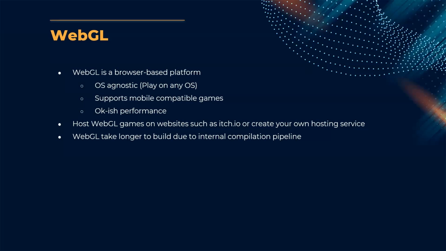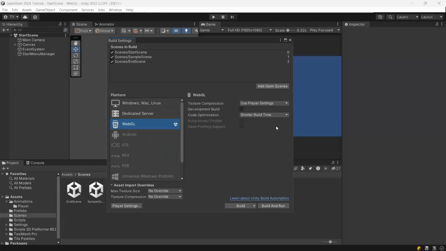WebGL will take much longer to build because the compilation pipeline is a lot more complicated than building directly on Windows or Mac, for example. But this is not really a problem. So now that the platform has switched over properly, it tells you that you can do texture compression, don't care. You can take development build, don't care. I'm just going to click on code optimization.